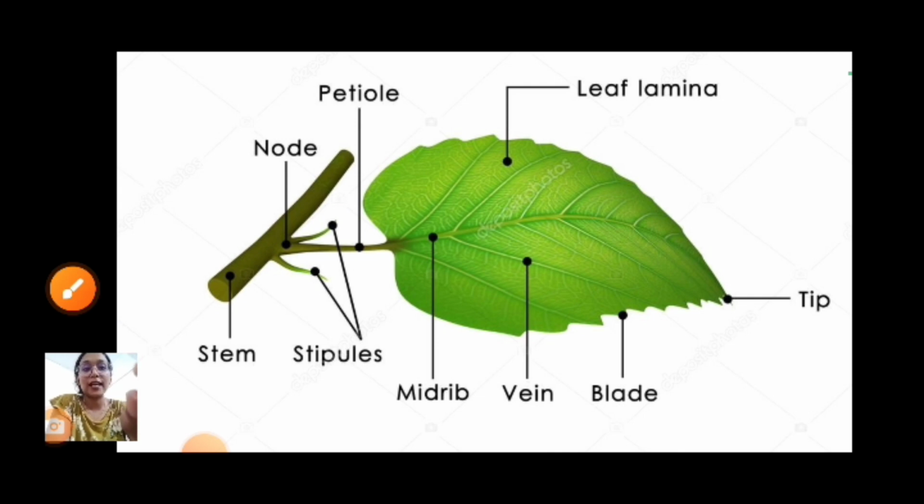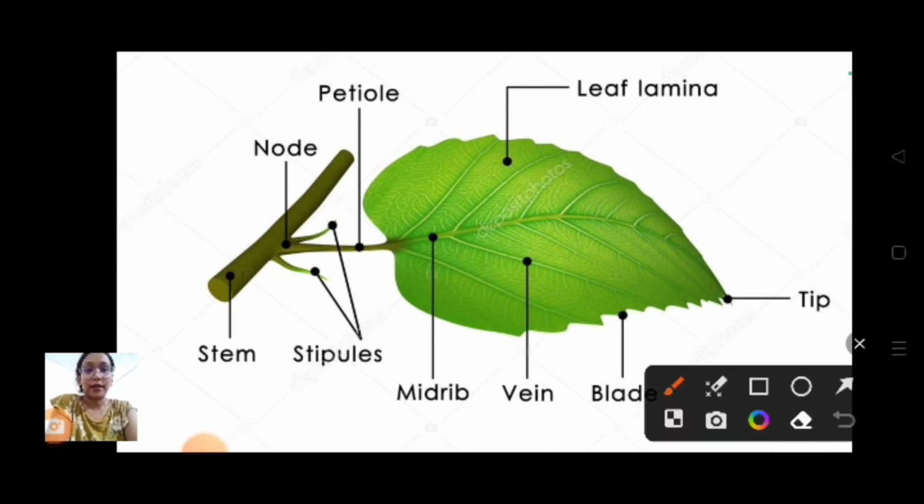This is a picture showing a diagram of a leaf. First, the leaf will be connected to a stem, and the leaf is connected with the stem through a structure called the petiole. From where is this leaf arising? From the nodes only. In the stem part we have already discussed it: in the stem there will be nodes, and from the nodes the leaf will arise. Okay, nodes, clear?